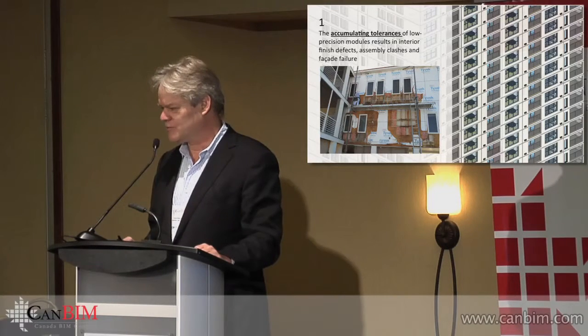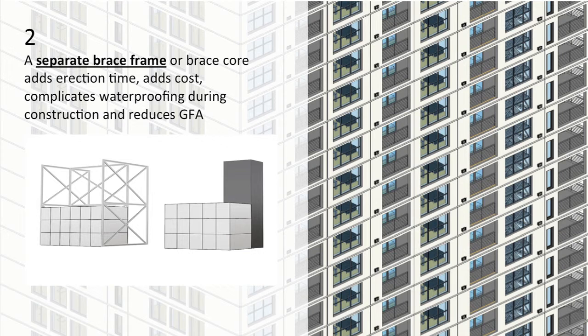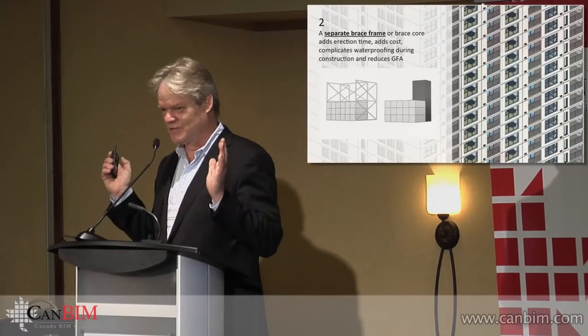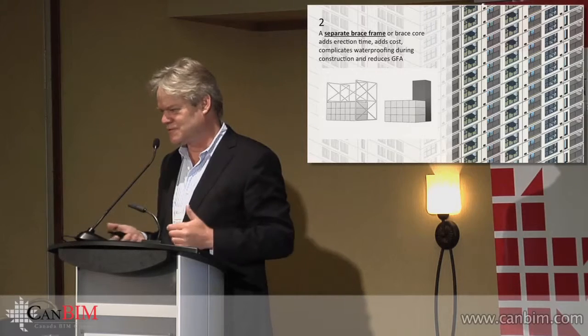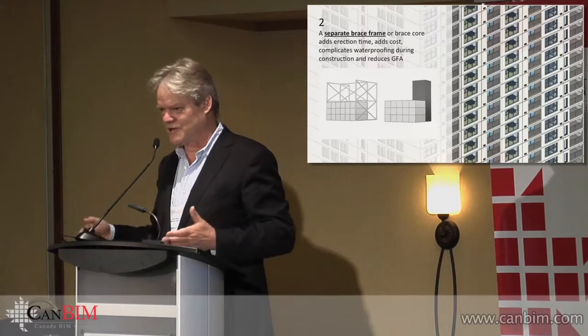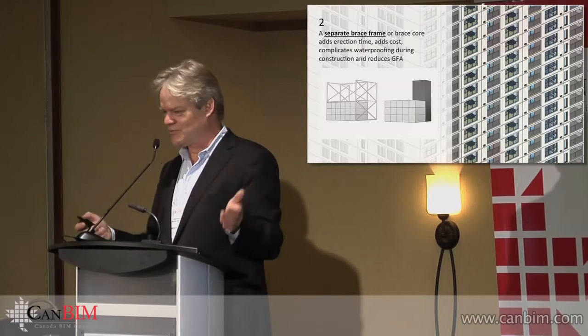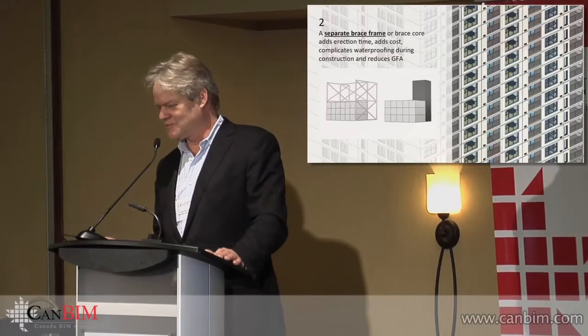There we go. Number 2 is a separate brace frame. The separate brace frame, we can elucidate all the issues, but when you think about it, you've got this pocket going up through the building that you can't waterproof. It's ascending at a different rate. It blocks the halo that lifts the modules. You can't get safely by it. Its diagonals change, so your ramps are moving around. It has a huge number of issues.